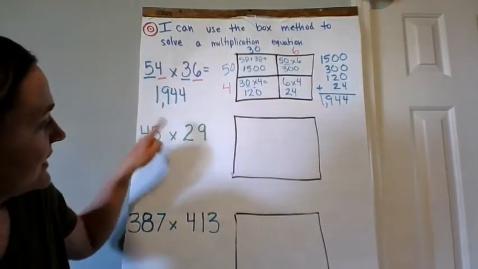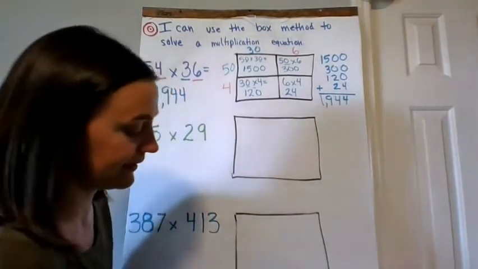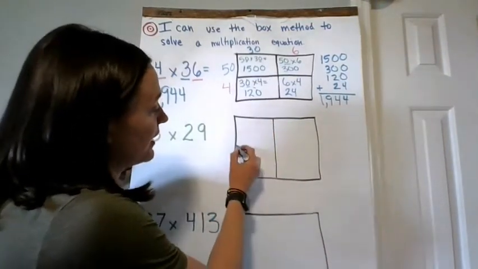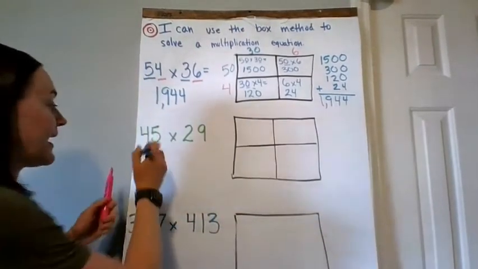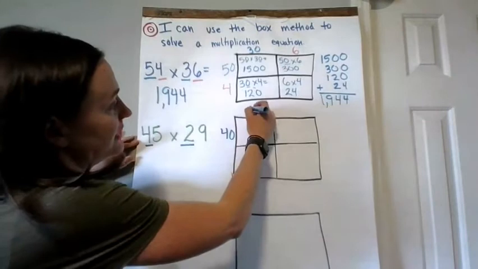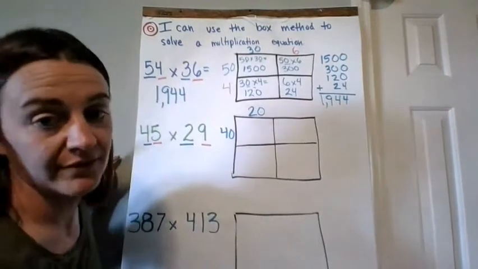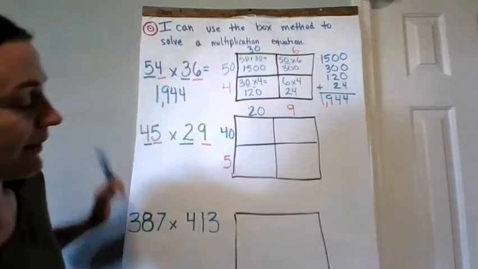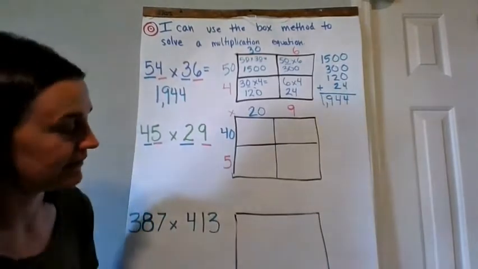Okay, my next equation is 45 times 29. I have 1, 2, 3, 4 numbers in my multiplication equation. That means I'm going to have 4 equations to solve that problem. I'm going to start by taking my tens, 40 and 20, then taking my ones, 5 and 9, from 29 and 45, and putting them across. So now I have 45 times 29.